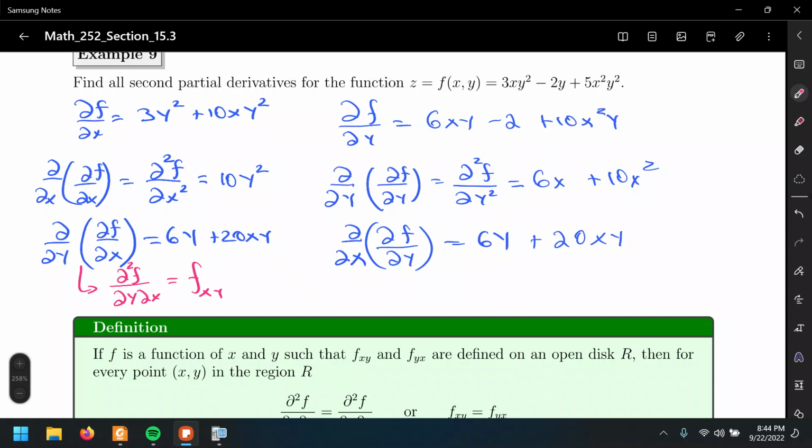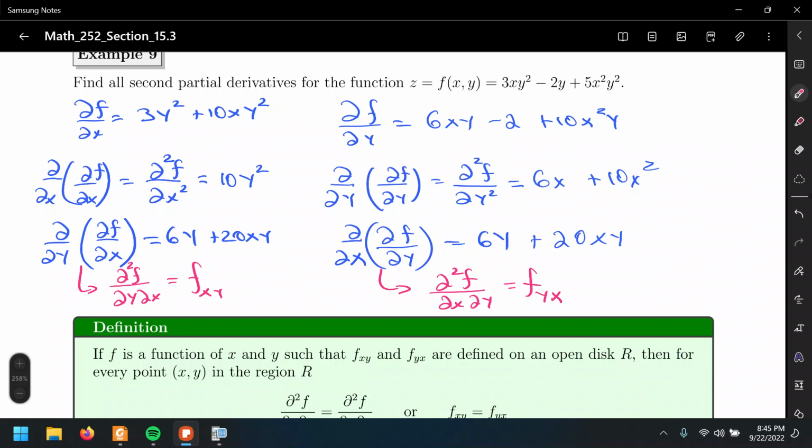We write it down over here, second partial of f. Careful, we don't do with respect to x first and then with respect to y. No, we recall that we did with respect to y first and then with respect to x. Okay? I will be using both notations again for all of this.